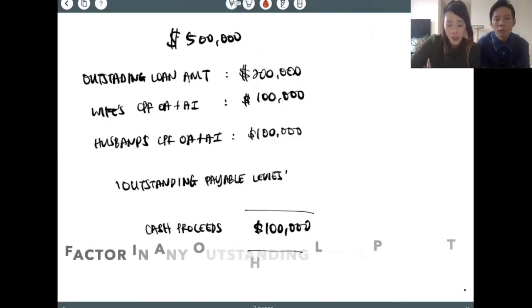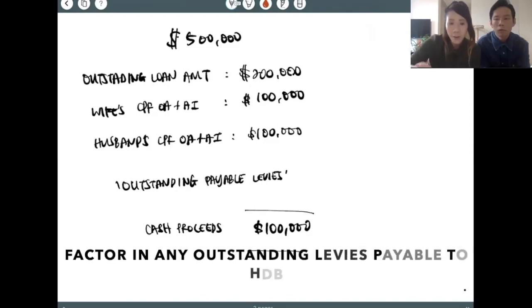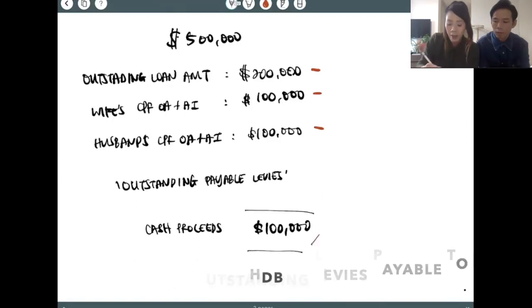A simple illustration when counting your cash proceeds from a property is if your property value is at 500K, you would then use the 500K to minus off your outstanding loan amount, minus off your wife or spouse's CPF OA plus accrued interest amount, as well as minus off your husband's CPF OA plus accrued interest amount used. This is how you then end up with the cash proceeds.